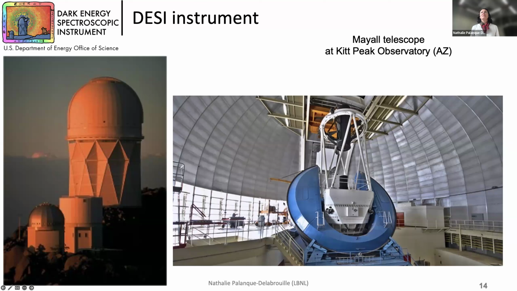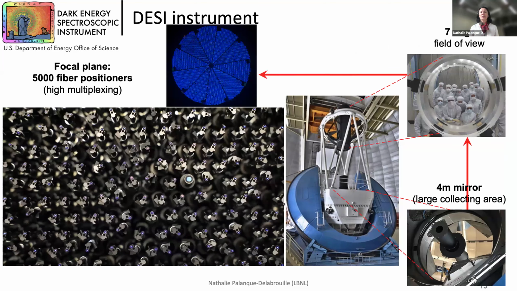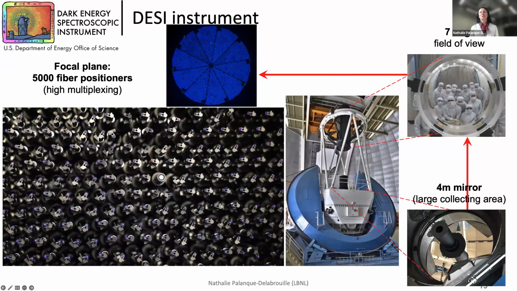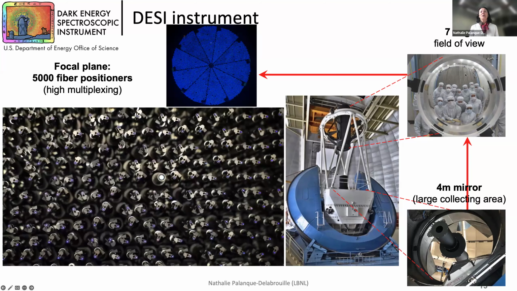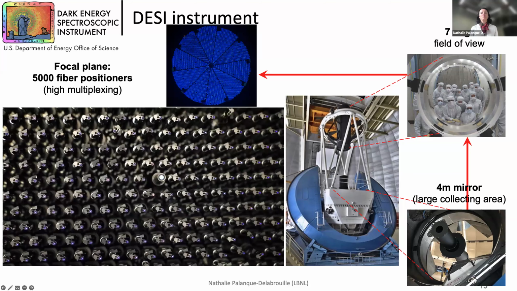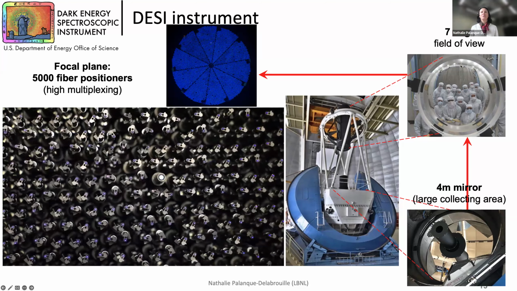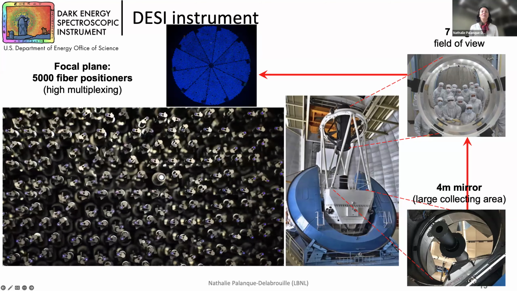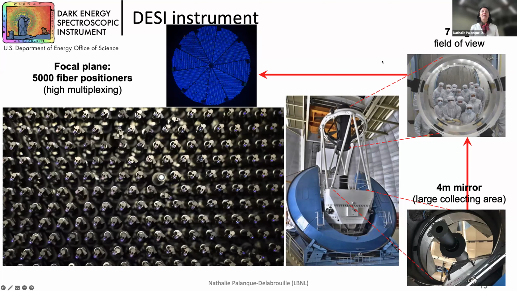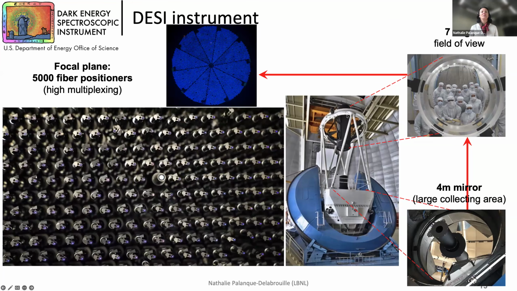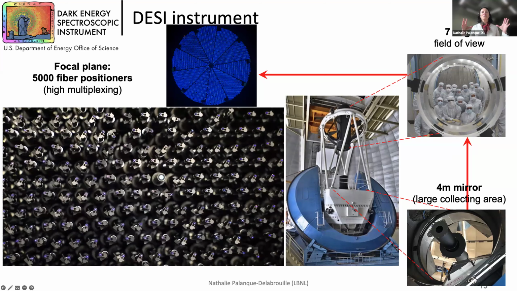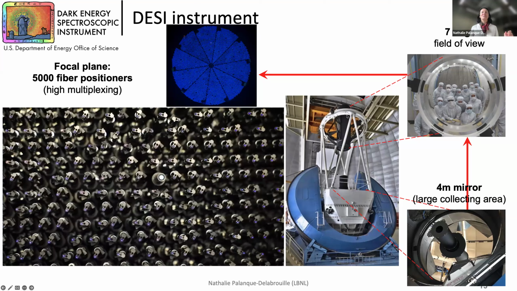The DESI instrument is located on the Mayall telescope at the Kitt Peak Observatory in Arizona. It's using the original 4-meter collecting mirror that was on the original telescope, but everything else has been refurbished. In particular, we have totally refurbished the focal plane, which allows for a 7 square degree field of view, so a large field of view to collect information from many objects at a time. And then the light goes to the focal plane, located on the top here of the telescope, which is really the achievement of this instrument.